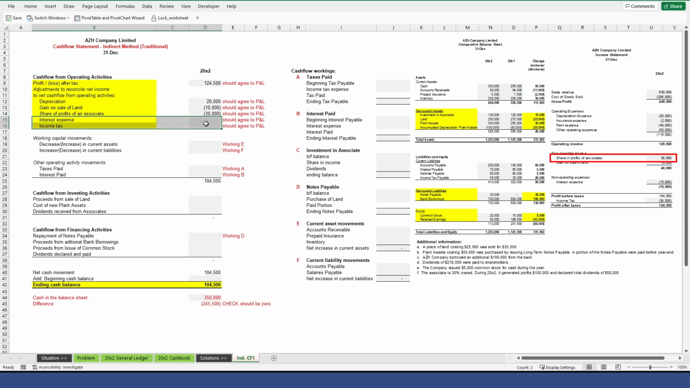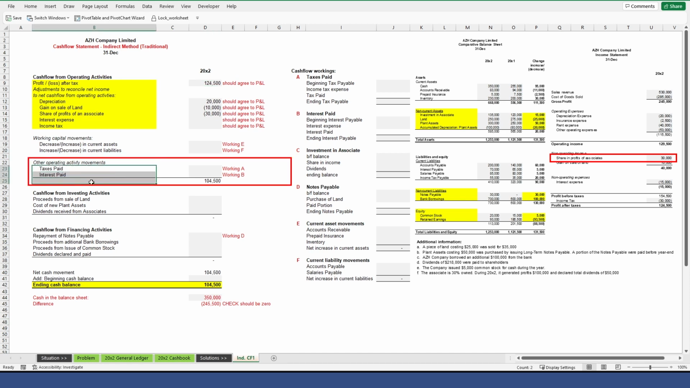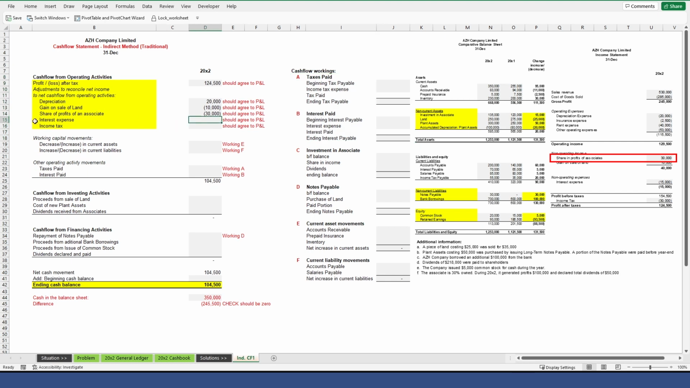For both interest expense and income tax, they are both operating cash flows. But since we are using accrual basis in the 124,500 net income, we have to remove the impact of the interest expense and income tax in the profit or loss after tax. And later, we need to input the amount of taxes and interest that were actually paid using workings A and workings B. So now, the interest expense, it was deducted in the income statement by an amount of 15,000, so we're going to add it back. Same with taxes, we're going to add back 30,000.